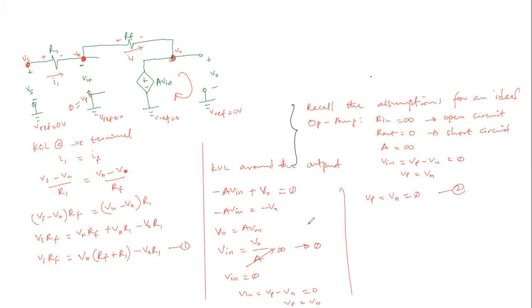So if we plug in the second equation into our first equation, so if we put 2 into 1, you observe that this parameter will reduce to 0, such that V sub S RF will be equal to negative V naught R1. Okay, and now from this point, we can rearrange. We say V naught divided by the output voltage divided by the source voltage will be the same as the negative of the feedback resistance divided by R1. And this is referred to as the closed loop gain.